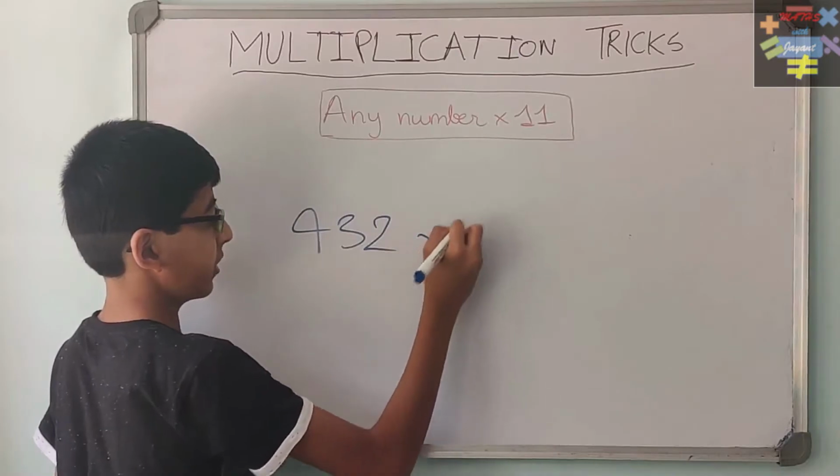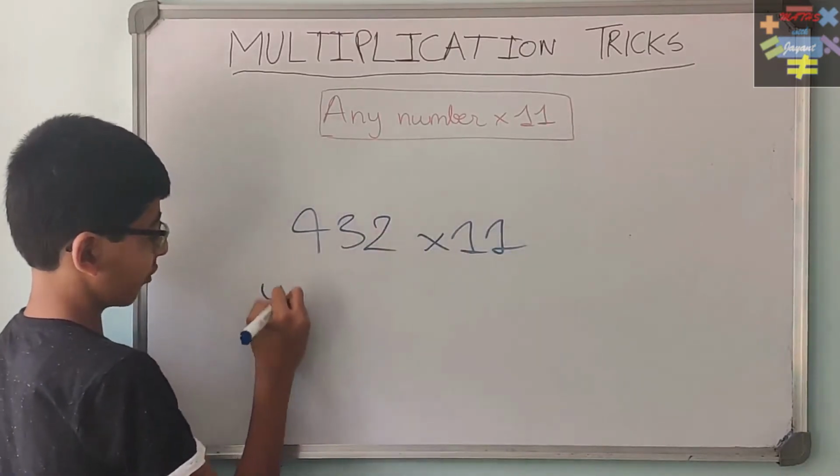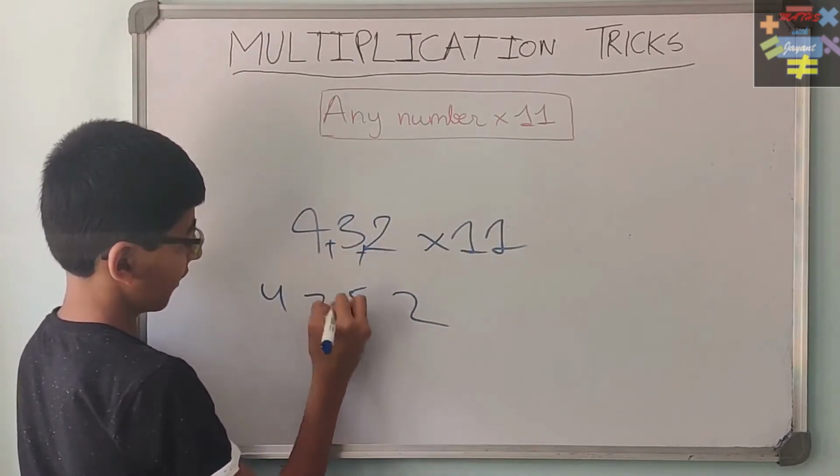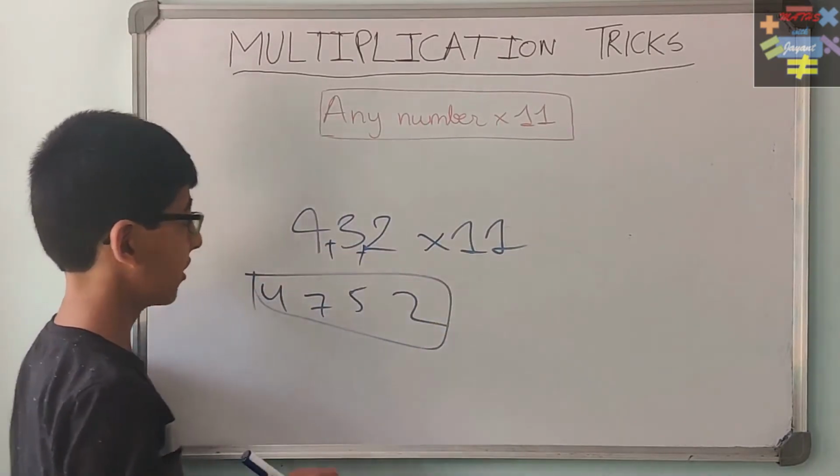432 into 11. Write 4 over here, write 2 over here. Now 2 plus 3, 5, 3 plus 4, 7. 4, 7, 5, 2 is the answer.